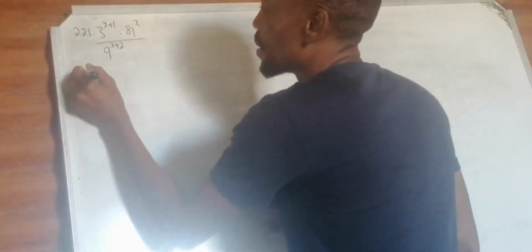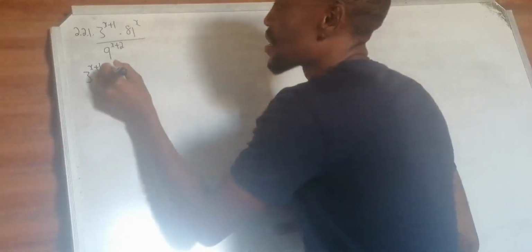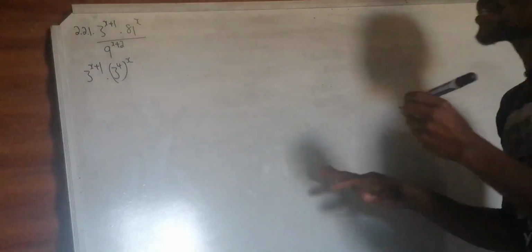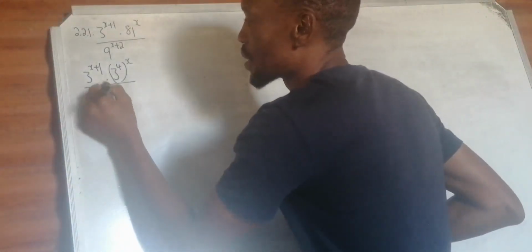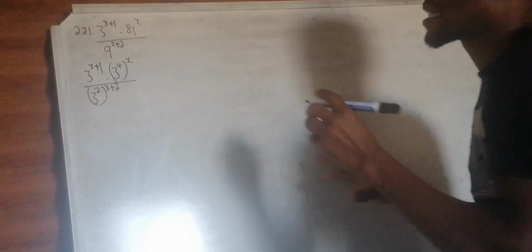81 equals its prime factors. So 3^(x+1) times 81, which is 3 exponent 4, to the x, and then we divide by 9, which is 3 squared, to the x plus 2. This is very important that we see that. And then I remove the brackets here.